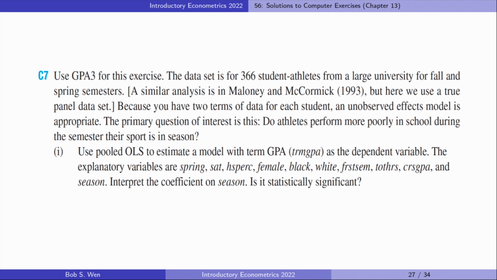Let's find the answer to computer exercise 7. The data set is for 366 student athletes from a large university for the fall and spring semesters. Because we have two terms of data for each student, an unobserved effects model is appropriate. The primary question of interest is this: do athletes perform more poorly in school during the semester their sport is in season?